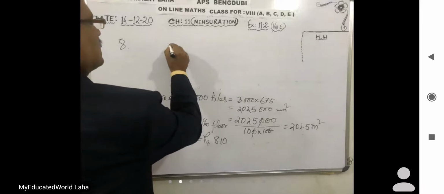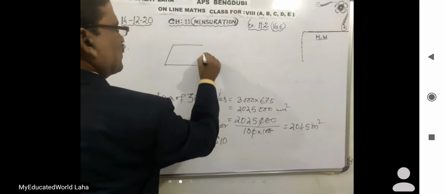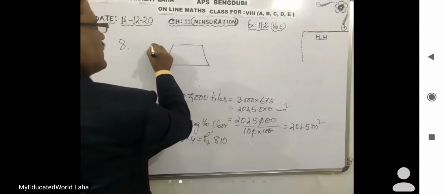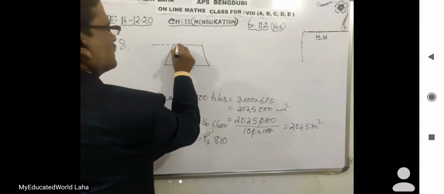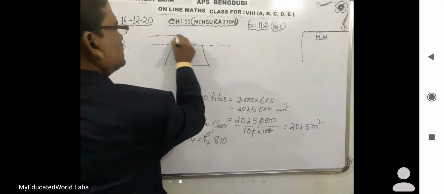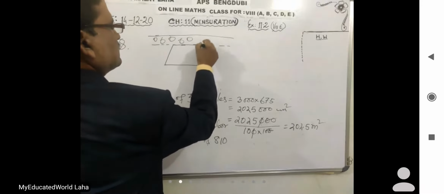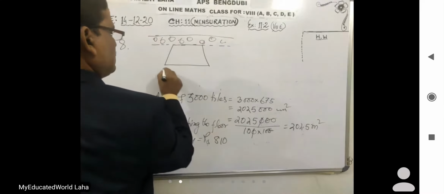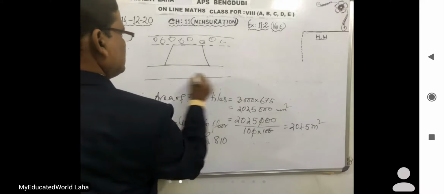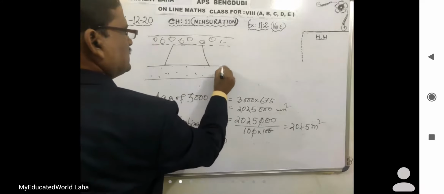So question number 8. Suppose this is a trapezium shaped plot. Mohan likes to purchase. This is the road side. Okay, and this one is the river side.